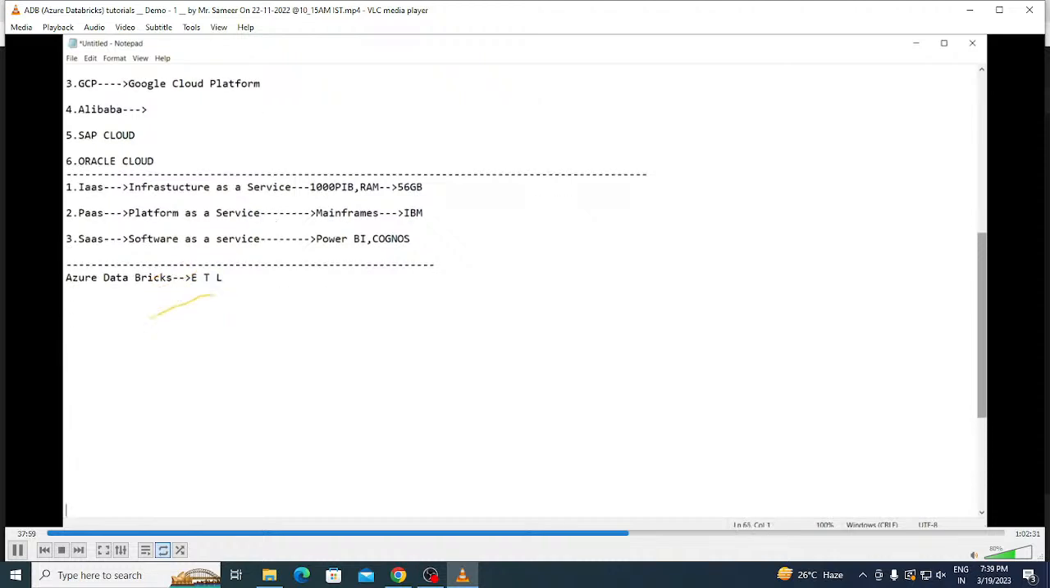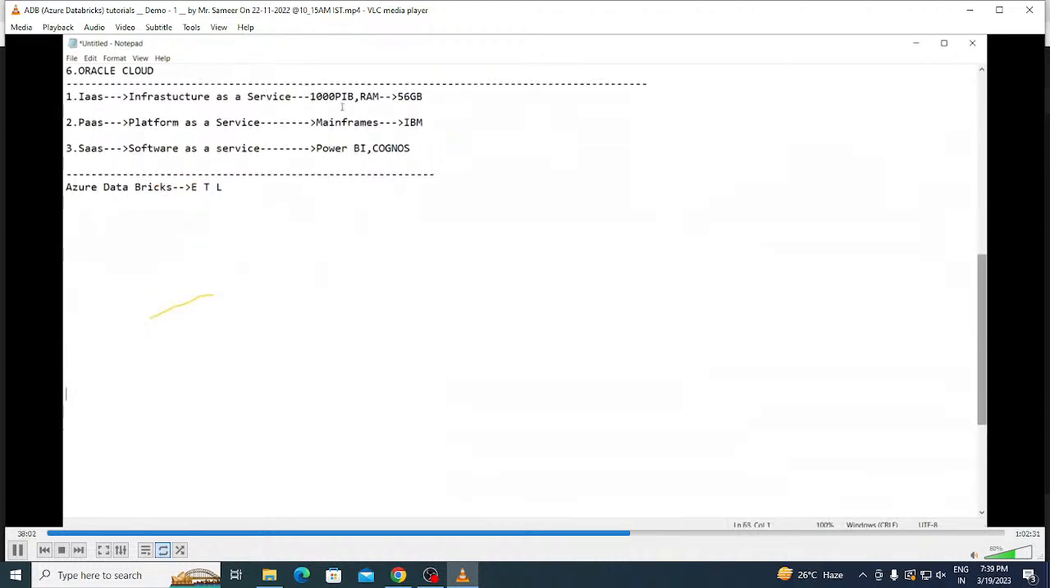Guys, here I have some data. I'm using this as a source, and in the bottom I'll write the target. My query is that I have data of a supermarket, and the supermarket data is given like this: product ID, product rate, product quantity sold, and date of sales.